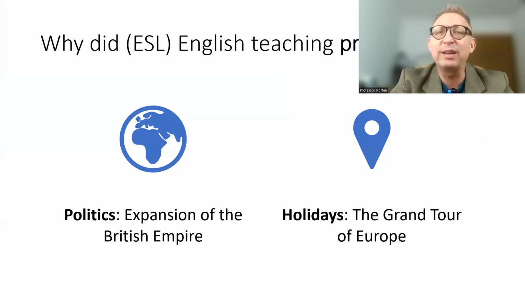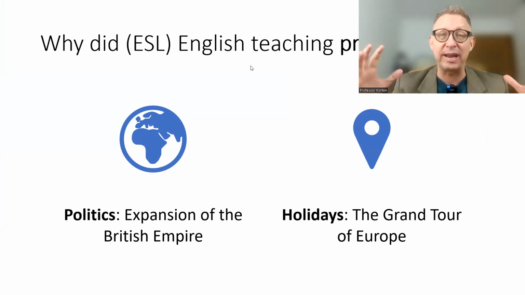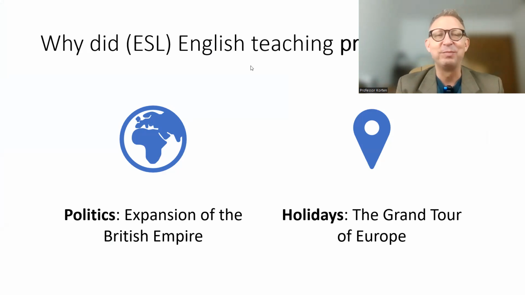Let's get directly to the answer of the topic. Why did English teaching proliferate? Proliferate is a fancy word for expand or grow. Why did English teaching as a foreign language proliferate or grow? Two main reasons: politics and holidays. Politics, the British Empire expanded, and then holidays, people went on holiday.